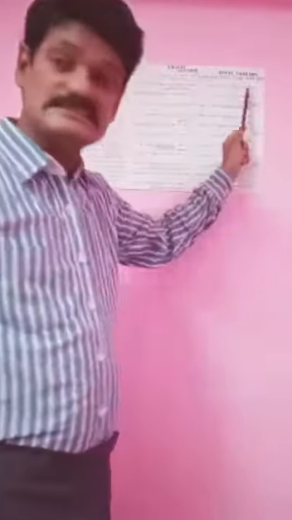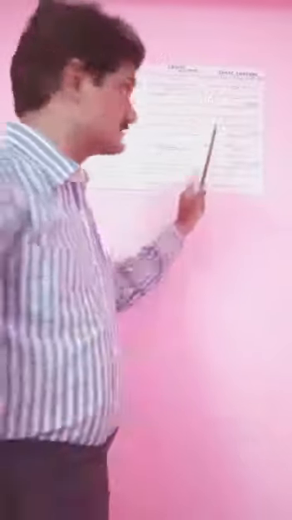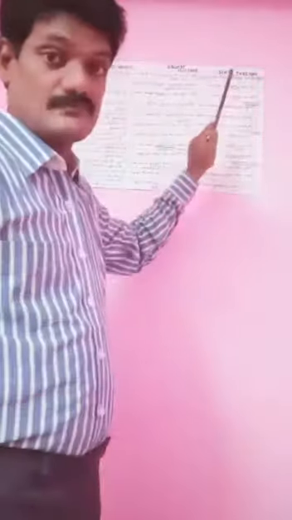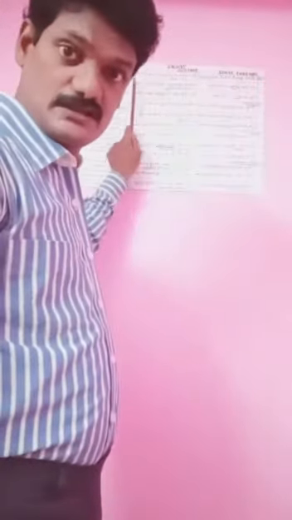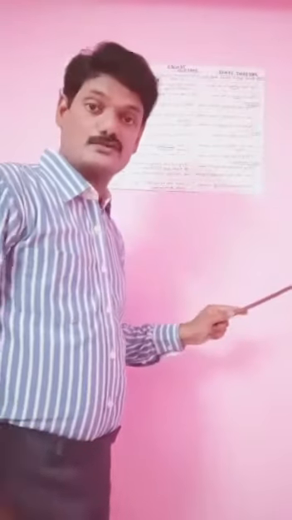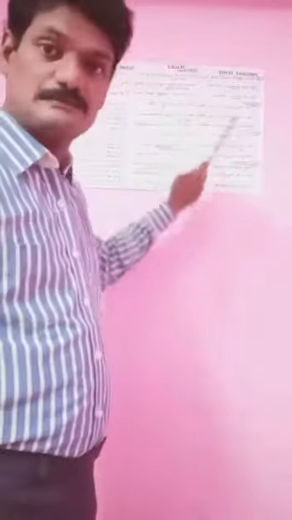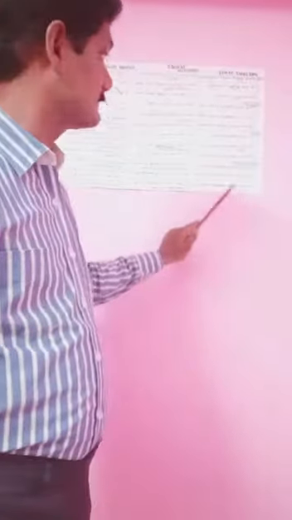And each tense is divided into four kinds. That is, the present, past, and future, and each tense is divided into four kinds: simple, continuous, perfect, and perfect continuous tense.